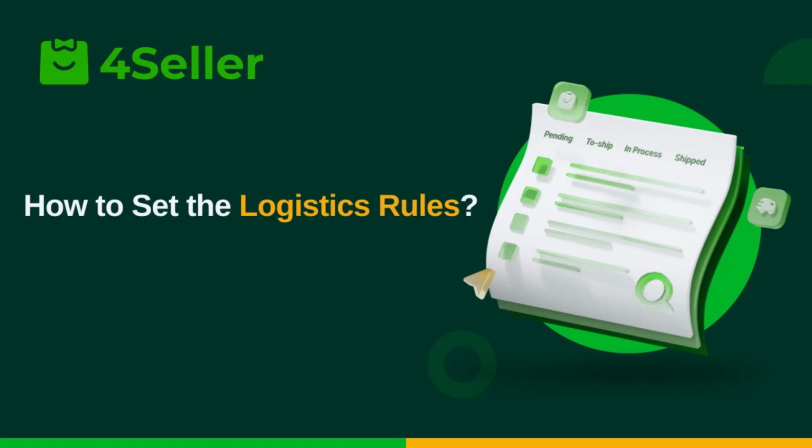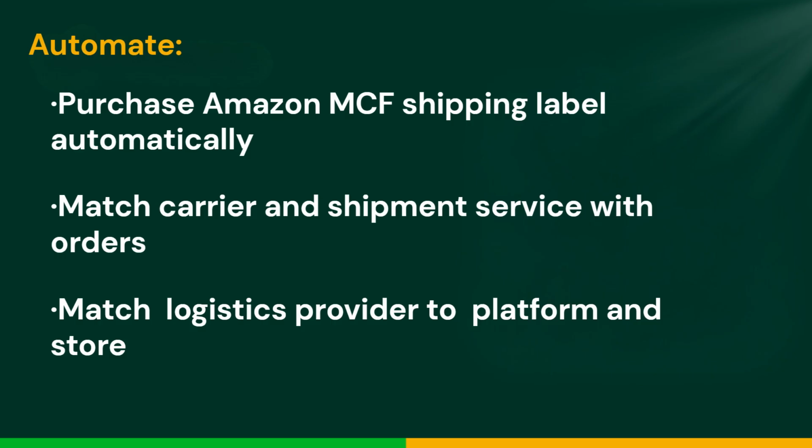This video will guide you on how to set up logistics rules to achieve automatic buy labels and automatic ship orders. Why setting logistics rules can help you. 4Seller supports purchasing Amazon MCF shipping labels automatically. It matches the respective carrier and shipment service with orders of different logistics types from different platforms automatically. It also matches the same logistics provider to multiple platforms and stores automatically.